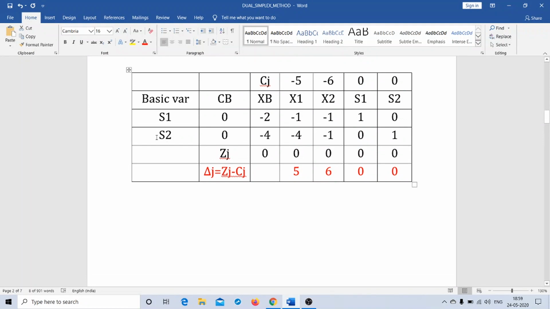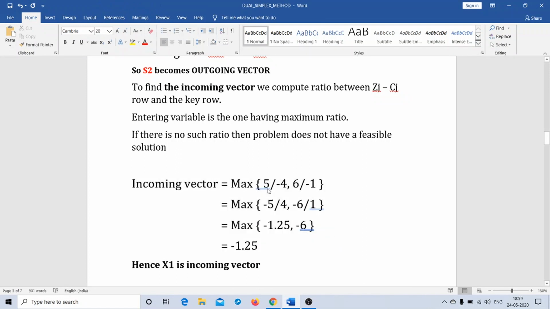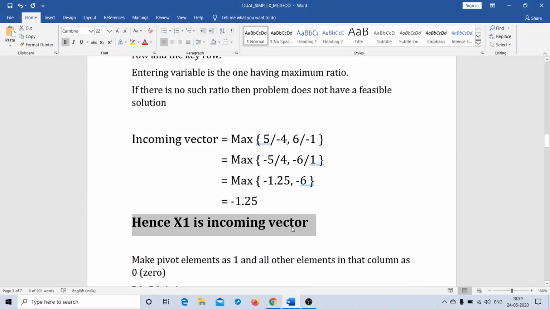Now, how is it calculated? Since s2 is the outgoing vector, we calculate the incoming vector based on the ratio of delta j and this particular row. For the x1 variable, the ratio is delta j divided by the intersection cell of row s2 and this column, so 5 divided by -4. Similarly, for x2, it will be 6 divided by -1. Hence I get the incoming vector like this: max of 5 by -4 and 6 by -1, which is -1.25, right? Now -1.25 belongs to x1, and hence we conclude that x1 is the incoming vector.